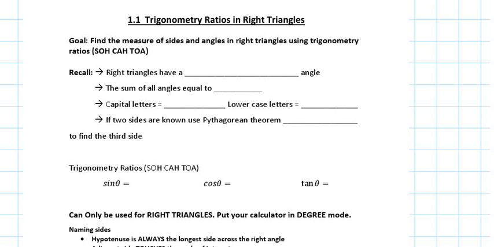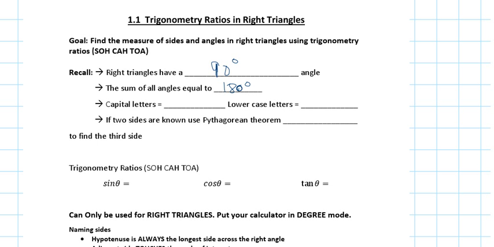The first lesson in this unit is trigonometry in right angle triangles. So this is basically what we just reviewed, but it's going to be a little bit more detailed. Just to recall, right triangles have a right angle, which is a 90-degree angle. The sum of all angles equals 180 degrees.